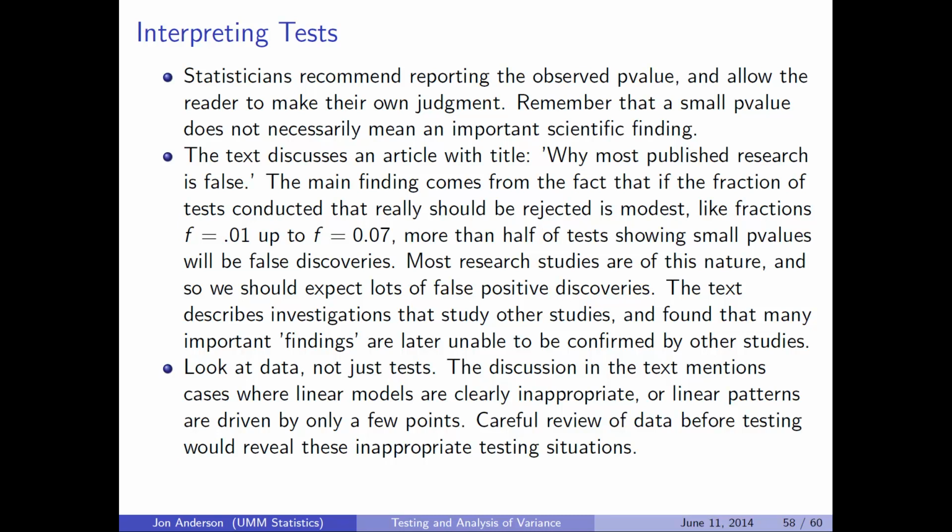In one of the later sections of this chapter, the textbook talks about an article, Why Most Published Research is False, and the discussion is quite interesting. It comes from the fact that in real investigations, a lot of the hypothesis tests that should be rejected are sort of small. The real discovery fraction that probably is going on is something like 1 to 10% of the tests are testing for true effects that are really there.